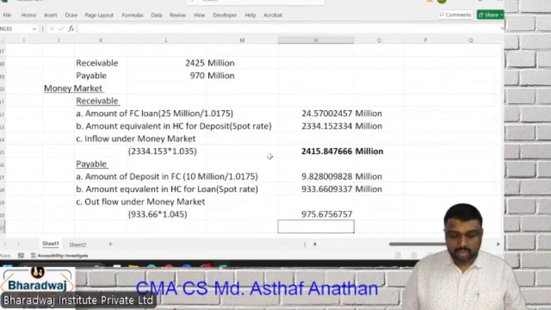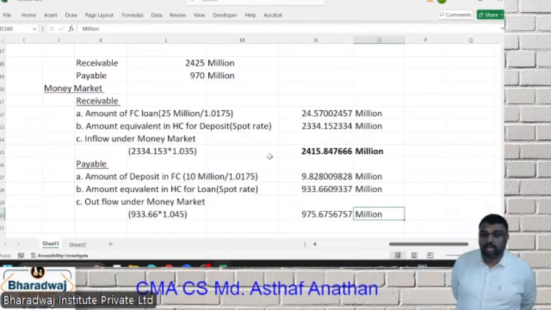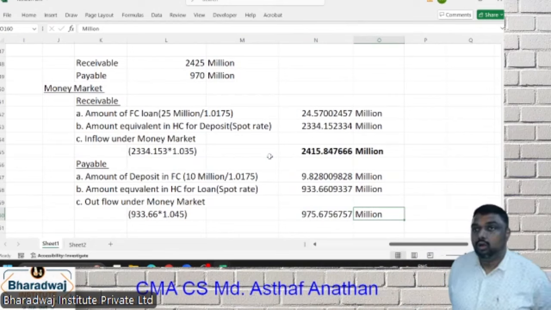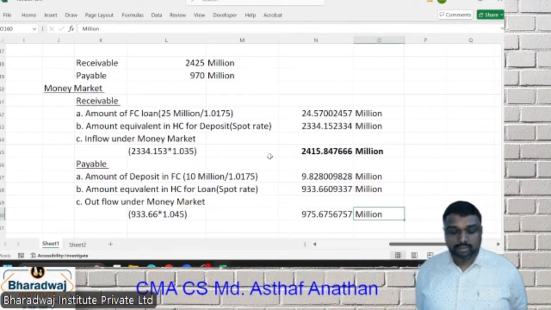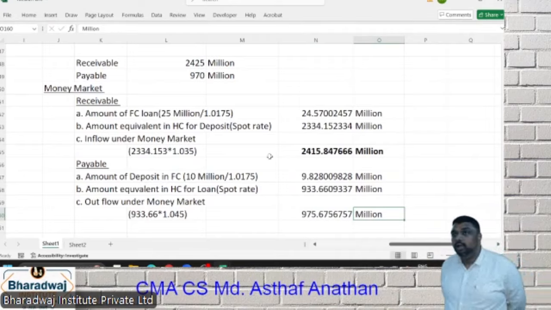So this kind of strategy will help you to solve very easily. That is the reason I have discussed the shortcut. Hope you are now well clear on this method. So we did now money market, receivable, payable, all these perspectives.